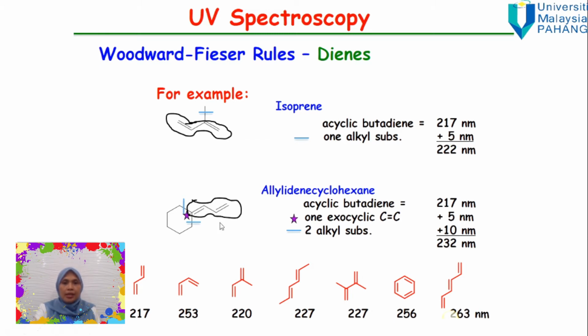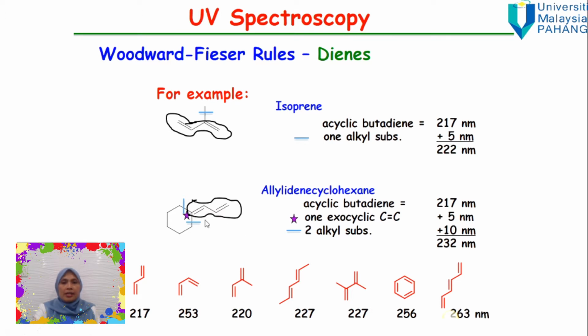For the next example, we have to find the base first. The first step, find the base. This is the base for acyclic, 217, and they have two alkyl groups. You can see when I make it round here, they cross where it is crossed, here and here. So this cross is called an alkyl substituent. How many alkyl substituents? Two. So 2 times 5 becomes 10, because one alkyl is 5.